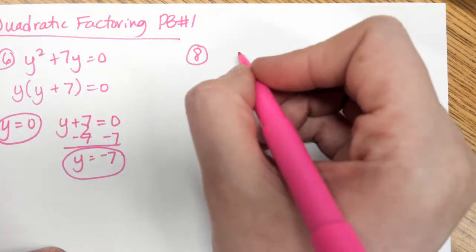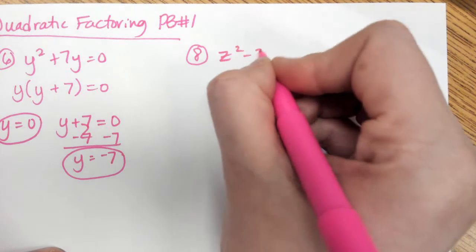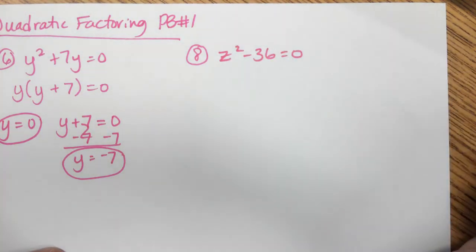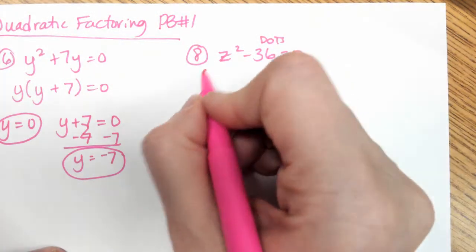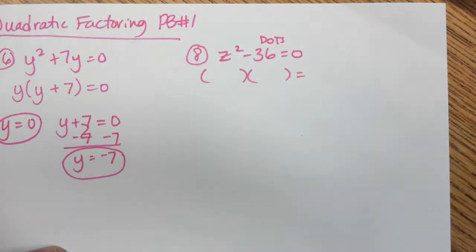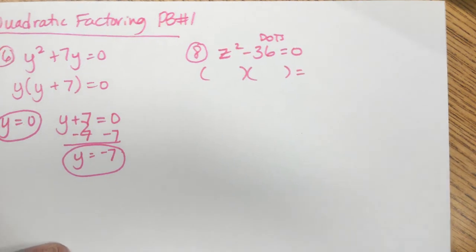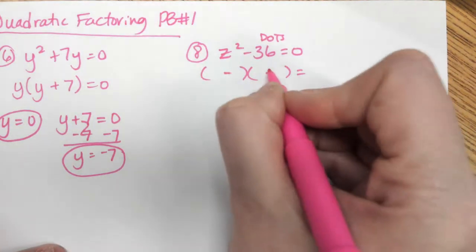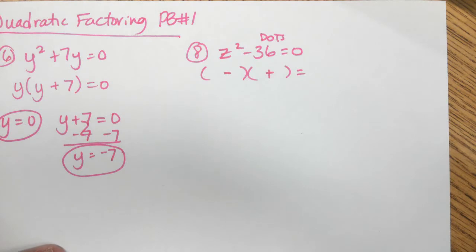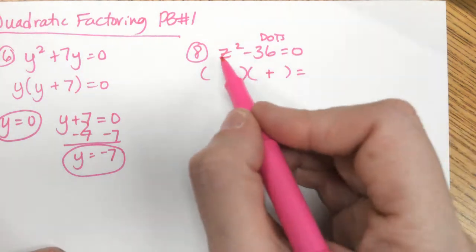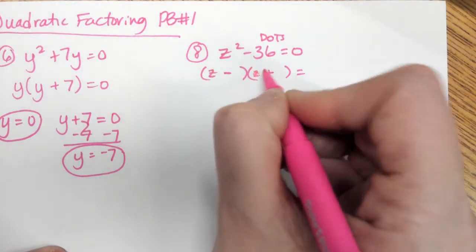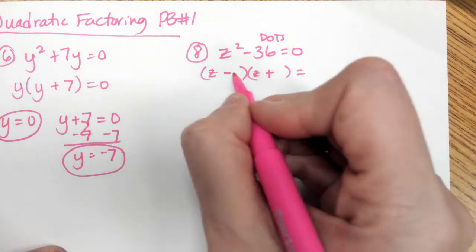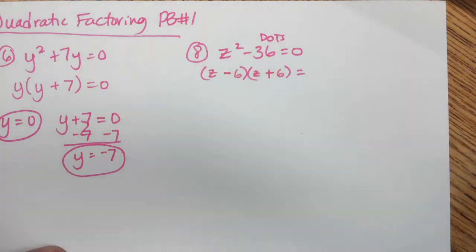Number 8 is z squared minus 36 equals 0. Well, this one isn't even hard. This one is a DOTS, a difference of two squares. So remember, when it's a difference of two squares, I have different signs inside. If it's a perfect square trinomial, then I have the same sign. So z squared minus 36 is perfect square minus perfect square. So I'm going to put the square root of z squared, which is z, in the front of both of these. I'm going to put the square root of 36, which is 6, in the back of them.